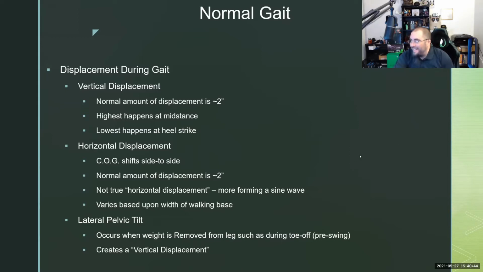The nope rope, exactly. Lateral pelvic tilt. Lateral pelvic tilt occurs when weight is removed from one leg, such as during toe-off. So when you're on one leg, there's an amount of tilt that happens. That's actually what creates your vertical displacement, that pelvis shifting up and down. So remember, anterior posterior tilt is going forward and backwards, right? Lateral tilt is rocking on one butt cheek or the other. Does that make sense? Just think about that when you're walking. You will kind of tilt your pelvis to the side while you're walking.